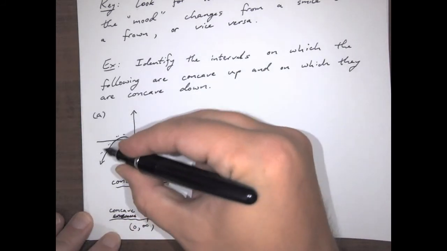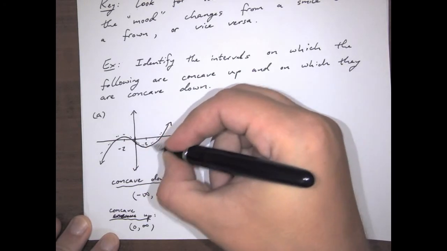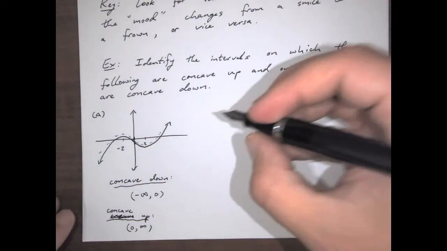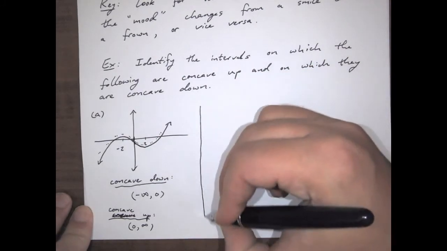So notice it went increasing, decreasing, increasing, but that wasn't really the question. The question was, where is it concave up? Where is it concave down?